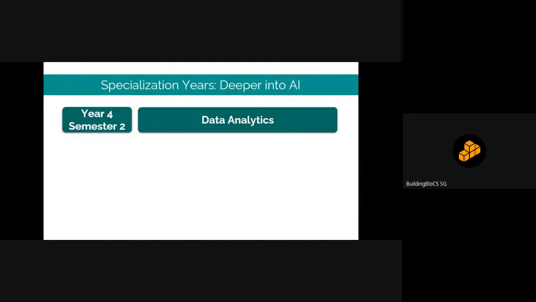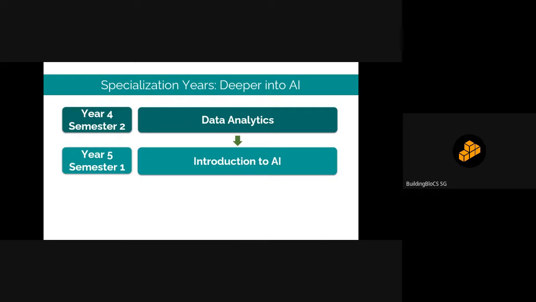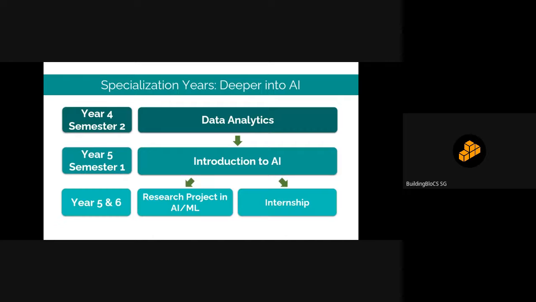In Year 4, students passionate about computer science will choose to major in computer science. They will get to go deeper into AI by first taking the Year 4 Semester 2 module titled Data Analytics. In the following semester, they will then take the module Introduction to AI. Finally, students very interested in AI and machine learning may opt to take research projects or internships related to AI or machine learning in Year 5 or Year 6.